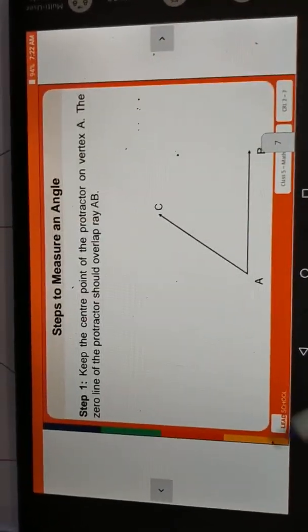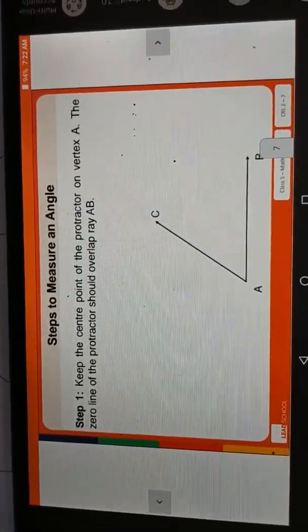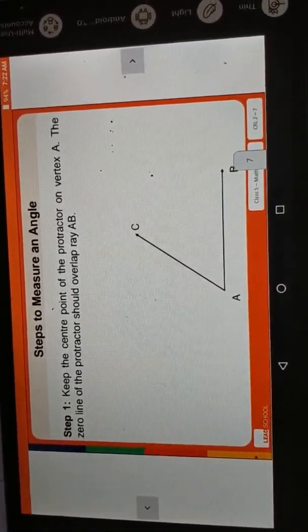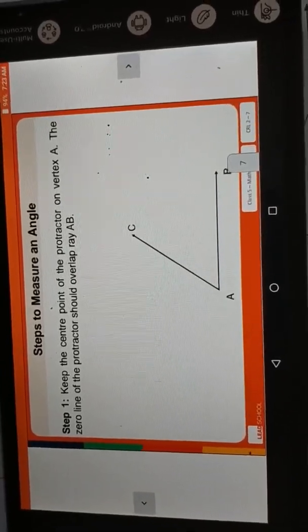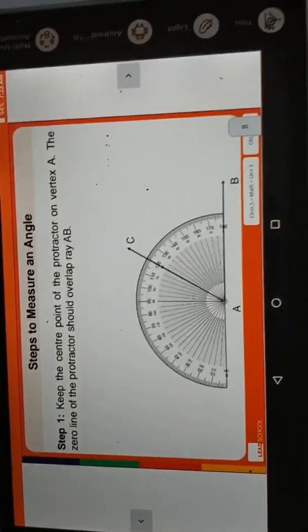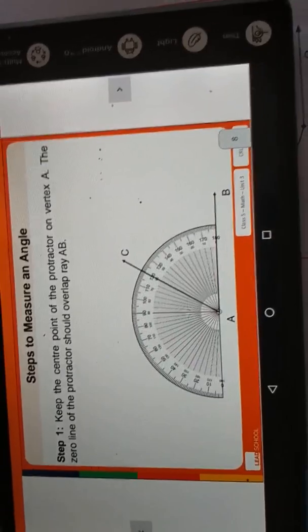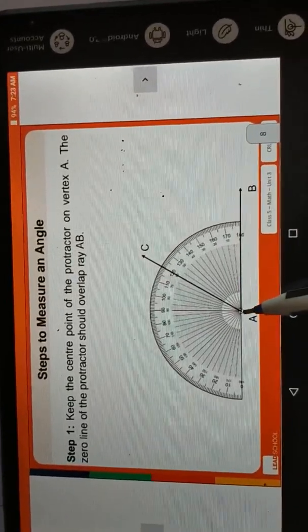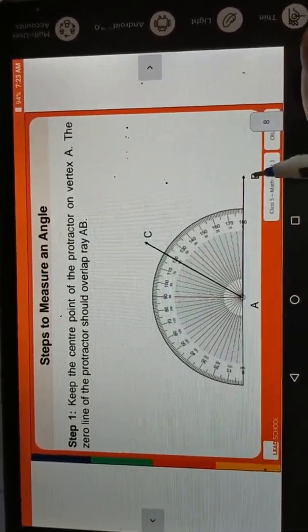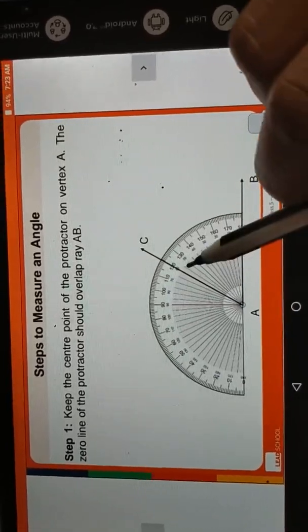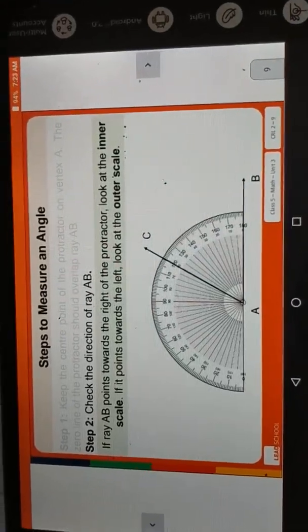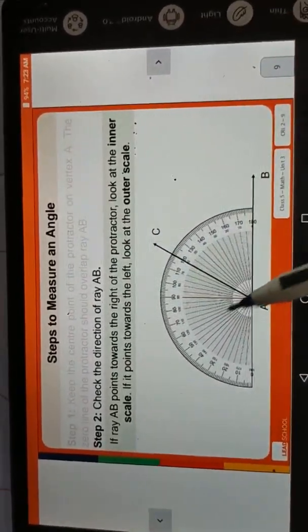What we have to do: keep the center point of the protractor on vertex A, and the 0 line of the protractor should overlap ray AB. Got it? AB and AC are here. Now what do we have to do? We have placed the protractor here, okay. So this is AC and AB. Which angle is there? 120 or 160. So check the direction of the ray. Now we have to find the direction of the ray.